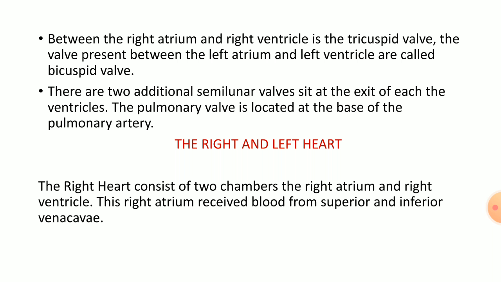Okay. Then the right and left heart. The right heart consists of two chambers, the right atrium and right ventricle. The right atrium receives blood from the superior and inferior vena cava.